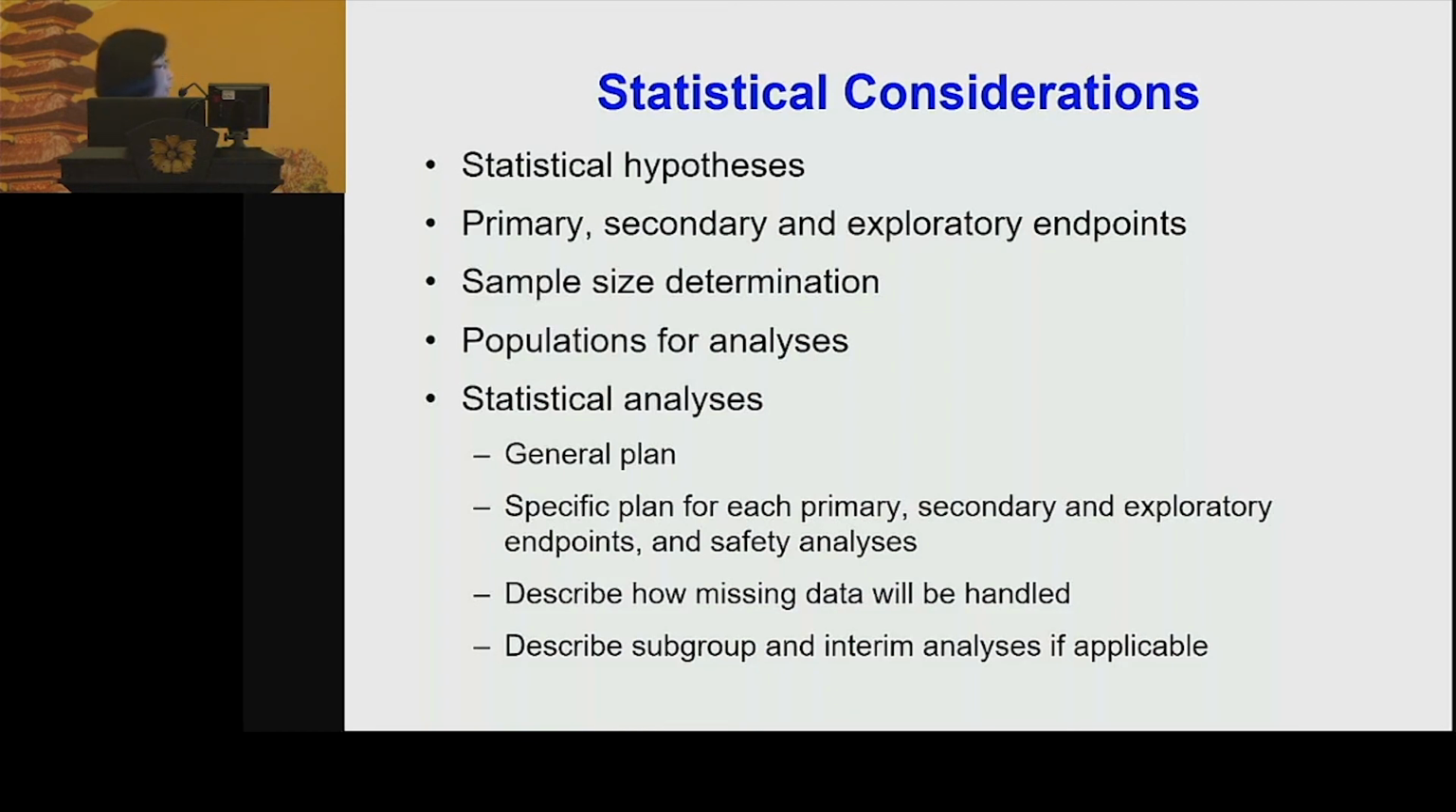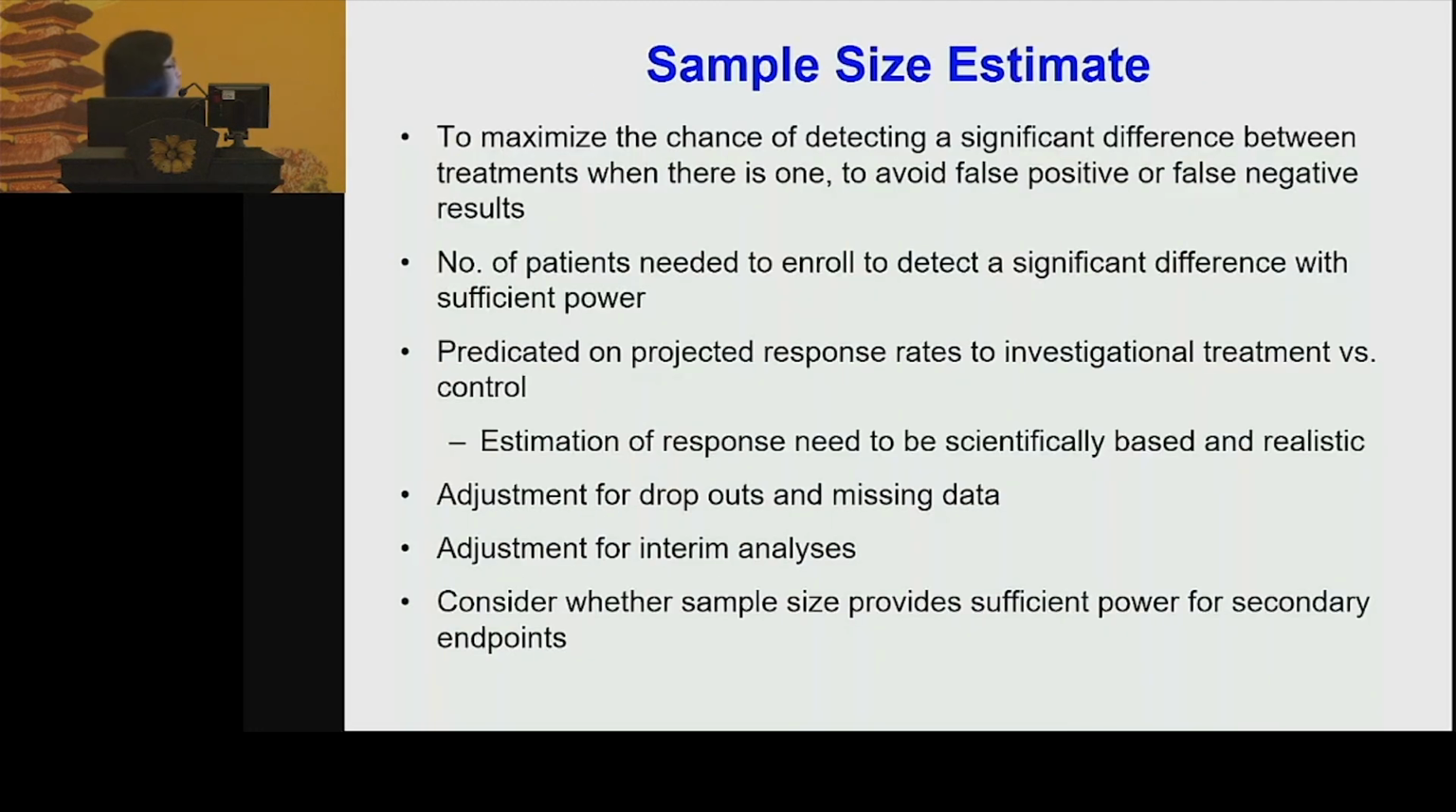So you have to have sample size estimation, what population you're going to use for analysis, intention to treat population, per protocol analysis population. You have to have a plan. You're going to have missing data. How are you going to deal with missing data? And are you going to do subgroup analysis? Are you going to do interim analysis? And that will all impact the statistical analysis plan as well as the sample size that you require.